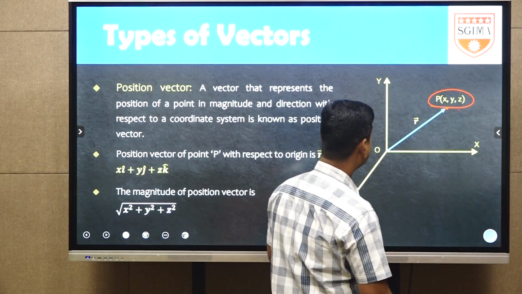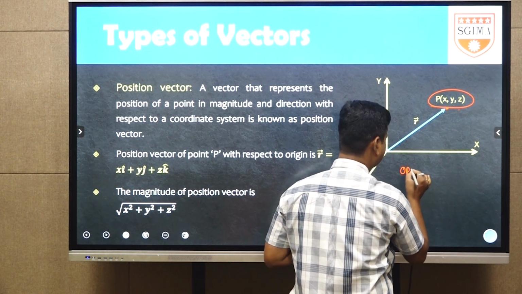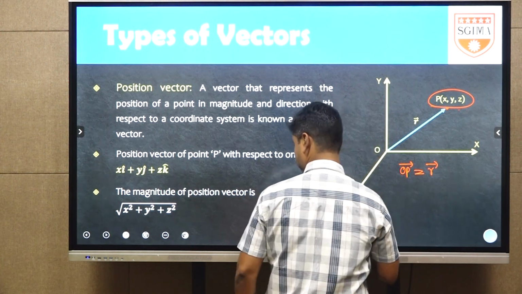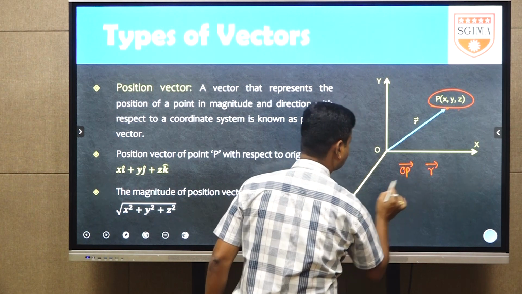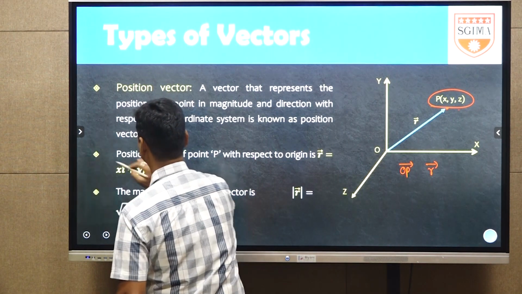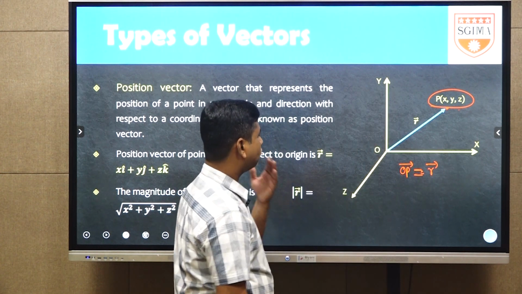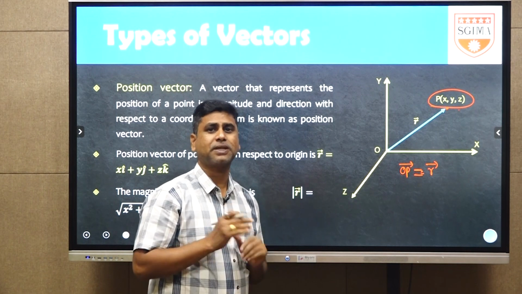Here this is the origin O, and this is the point P. OP bar can be taken as R bar. We will see that OP equals R bar. But how do we represent the R bar vector here?